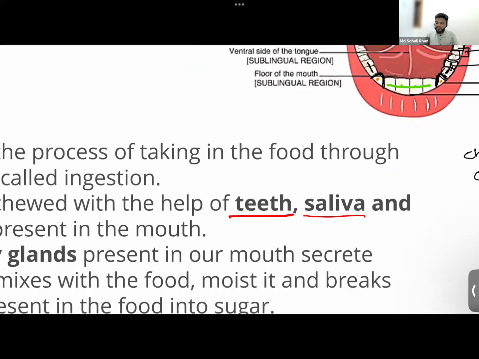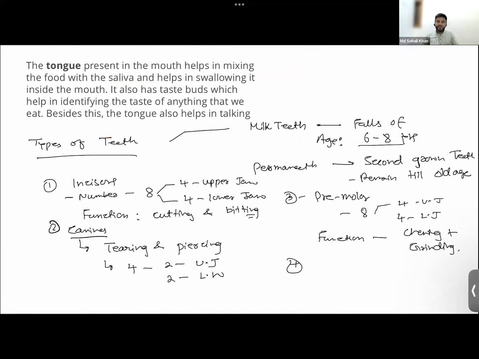And one more thing, it is present only in adults. Children under the age of 15, 16 do not have this grinder tooth, that is the molar tooth. So it is present only in adults. And how many of them are there? They are 8. 4 in the upper jaw, 4 in the lower jaw, guys. Okay. Function involves grinding.